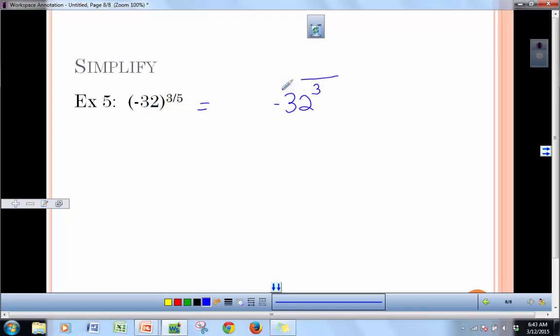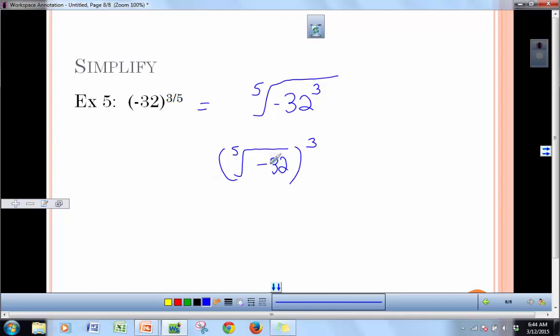5 is my index. Now this is the situation where possibly this might not have been the best way to write this down, because honestly, I don't know what negative 32 cubed is off the top of my head. If I get a calculator out, we can work that out, but then you're going to end up having a really, really large number and then having to take the 5th root of that number. So this is the kind of problem where it might be better to rewrite it the other way, where we're taking the root first and then raising the exponent last.